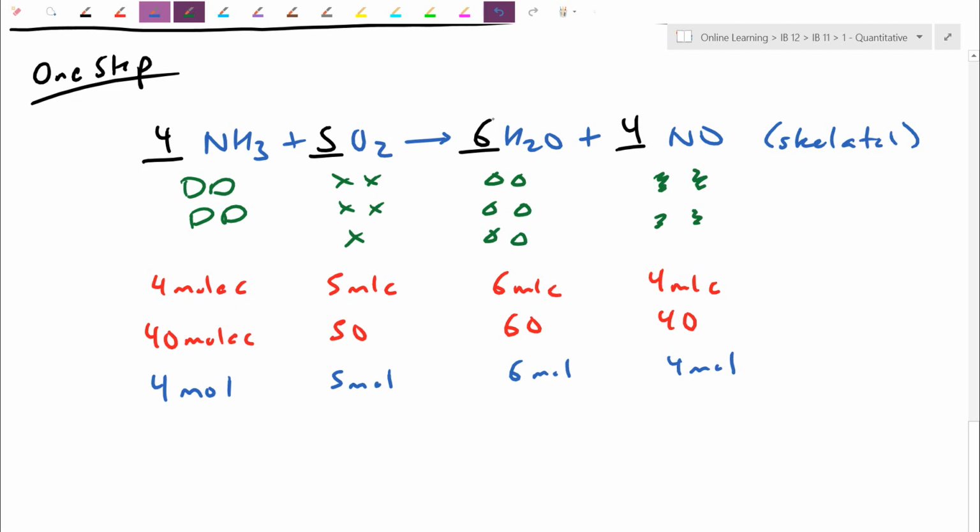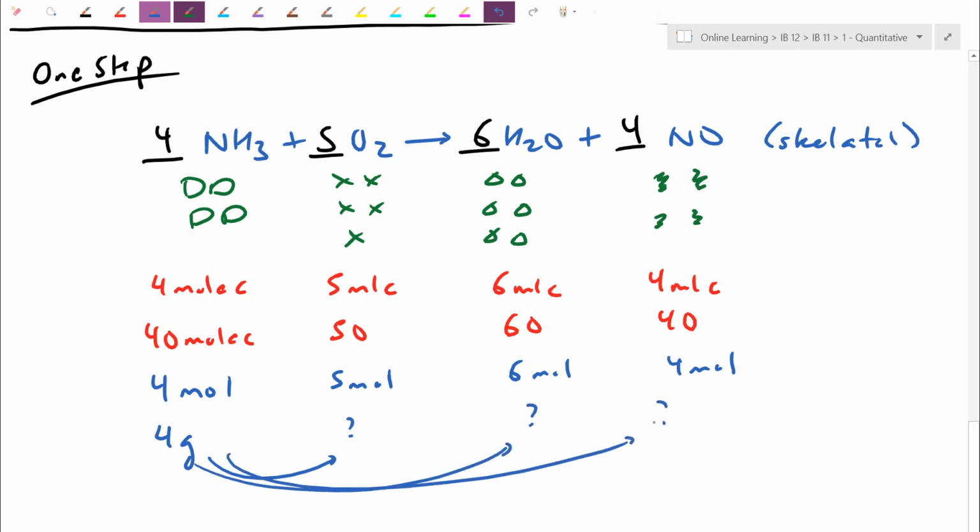When does it not work? It actually usually doesn't work. So for example, what if I weighed out 4 grams of NH3? Could I come along and say, well, here's the grams, 5 grams of oxygen, 6 grams of water? Well, no, you'd say we did molar mass. If you look at your periodic table, this one weighs about 17. This one actually weighs 32. Mass actually means something totally different.